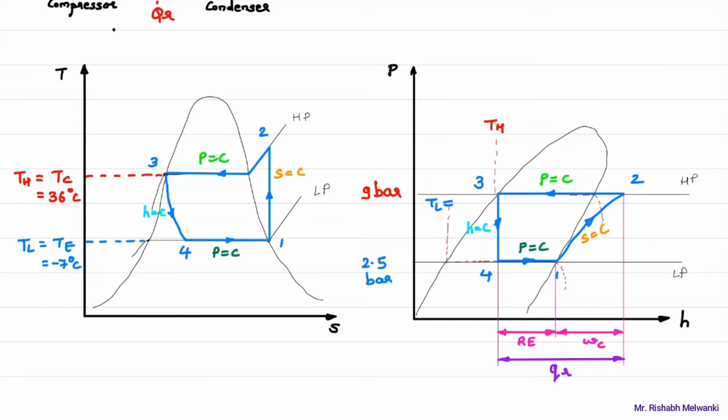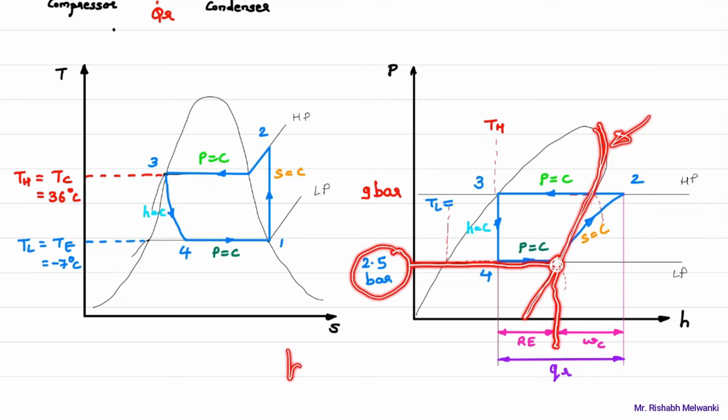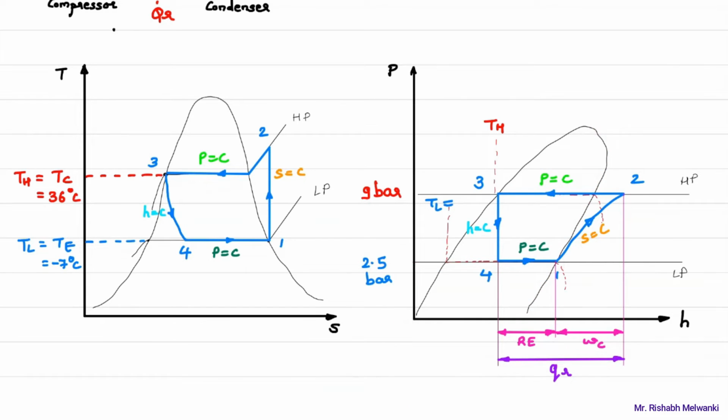Now tell me, point number 1 lies on which curve? Saturated vapor. Now point number 1 is at which pressure? 2.5 bar. So H1 will be equal to what? HF or Hg? Hg. At what pressure? 2.5 bar. This we have to use. Okay, so I'll write down H1 is equal to Hg at 2.5 bar.